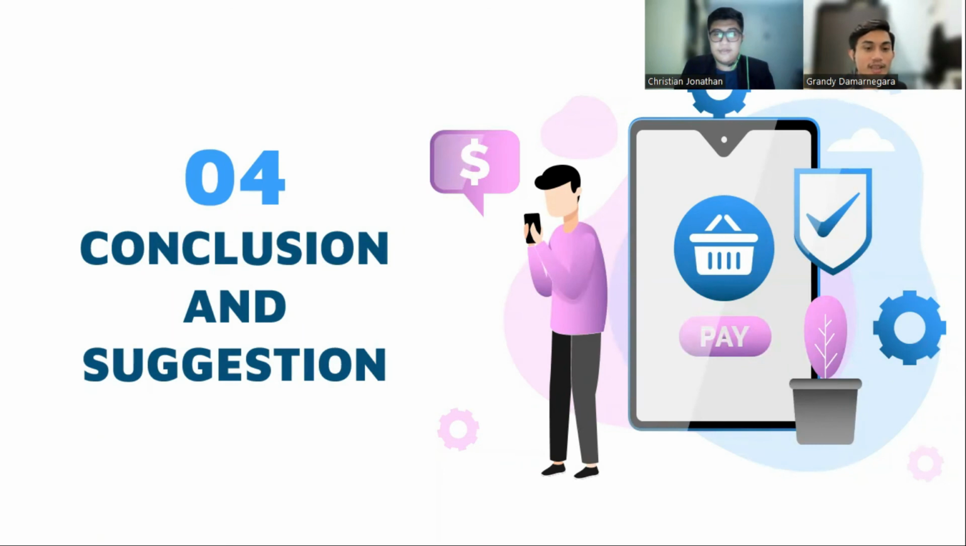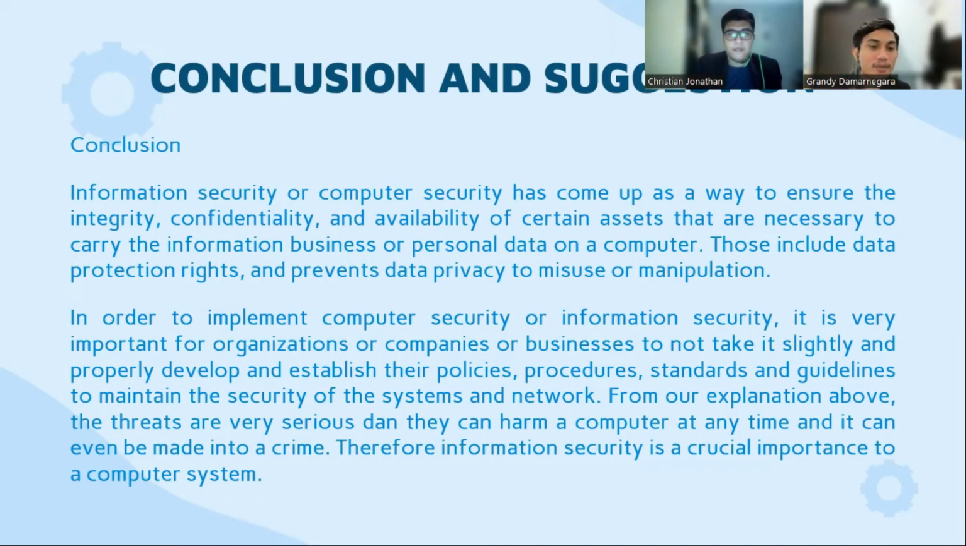Fourth, conclusion and suggestion. Conclusion. Information security has come up as a way to ensure integrity, confidentiality, and availability of certain assets that are necessary to carry business information or personal data on a computer. This includes data protection rights and prevents data privacy from misuse or manipulation. In order to implement computer security or information security, it is very important for organizations, companies, or businesses to take it seriously and properly develop and establish their policies, procedures, standards, and guidelines to maintain the security of the system and message.